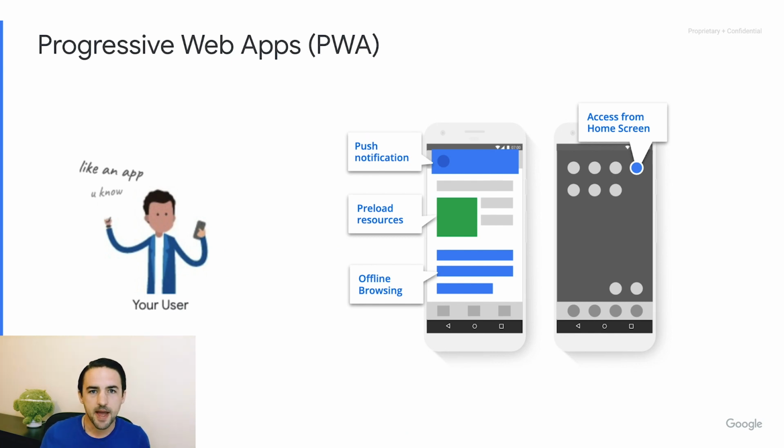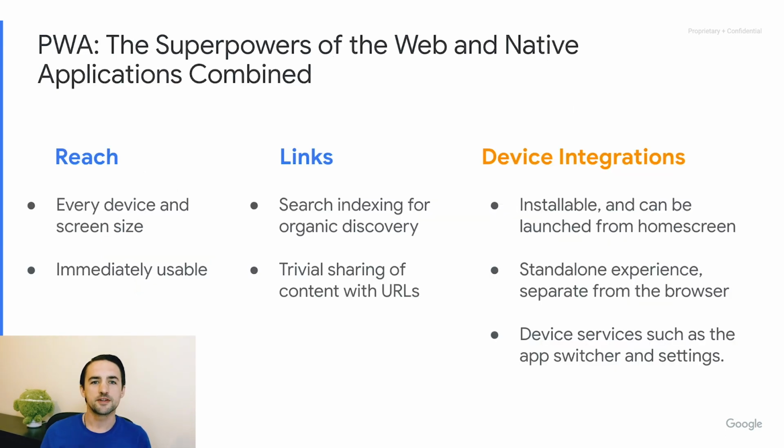Progressive web apps are a pattern for building great apps that use web technology. They have all the features and functionality users expect from a modern app on mobile or desktop. That includes all the capabilities I just mentioned, plus features like instant loading, offline modes, push notifications, and installability. Progressive web apps combine the superpowers of the web, reach and linkability, with those of native applications, namely device integrations.